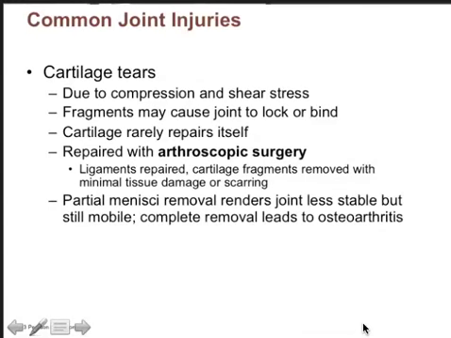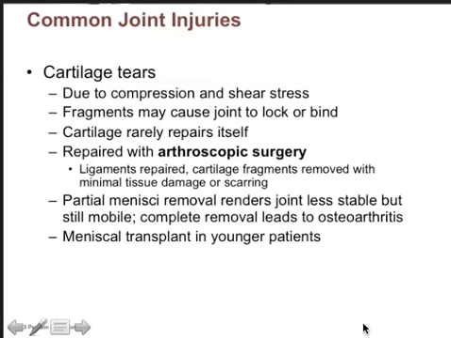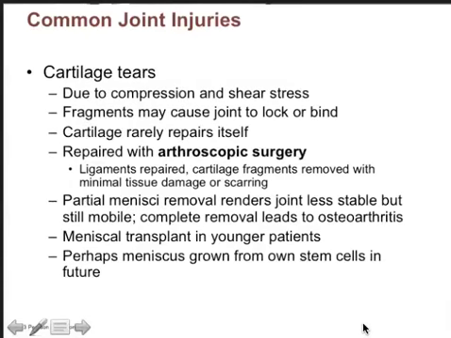Partial menisci removal can render the joint less stable but still mobile. In the event we're talking here about the knee, and complete removal can lead to osteoarthritis, where we get bone on bone inside the joint capsule, causing bone fragments that leads to irritation of the joint and inflammation. Meniscal transplants can be used in younger patients. Again, the meniscus, because it actually sits between the articular cartilages, can be artificially generated and then reinserted into the joint.